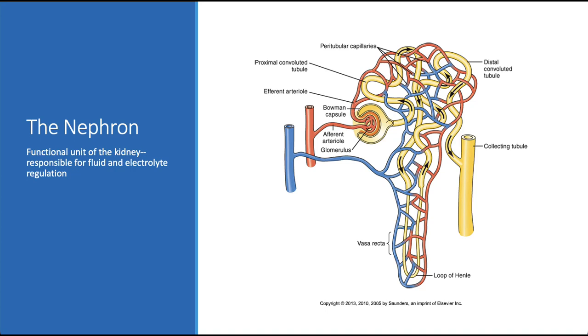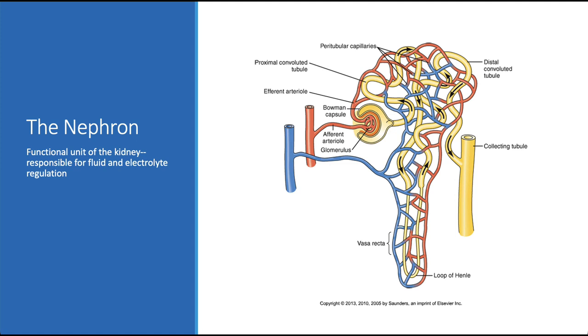So I want to just take a couple of minutes and go through, refresh your memory about the nephron and how that works before we get into talking about the diuretics. Because the diuretics have action on the nephron, obviously, and some of them act in different places. So remember, the nephron is the functional unit of the kidney.